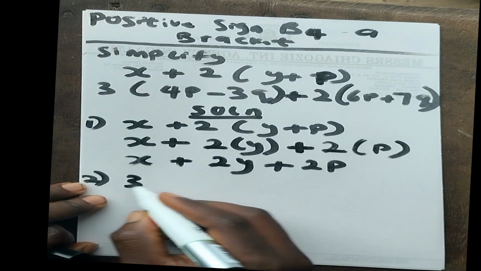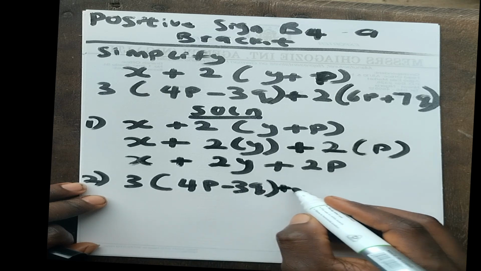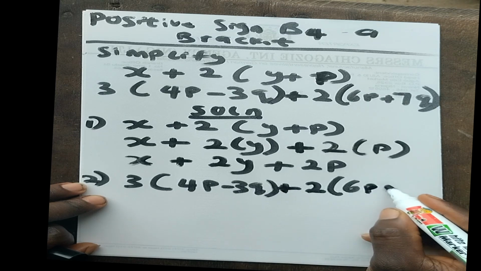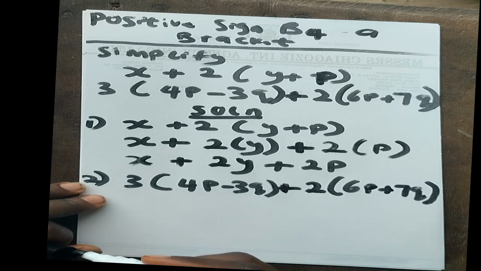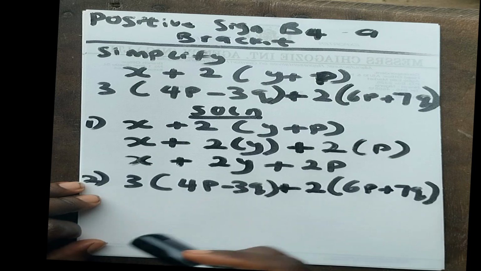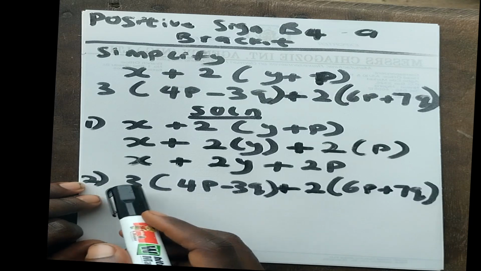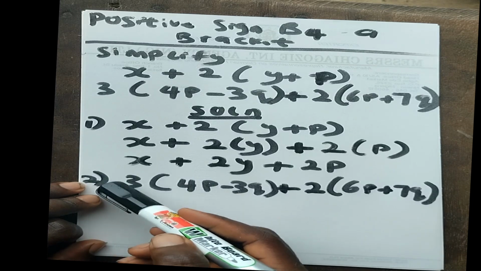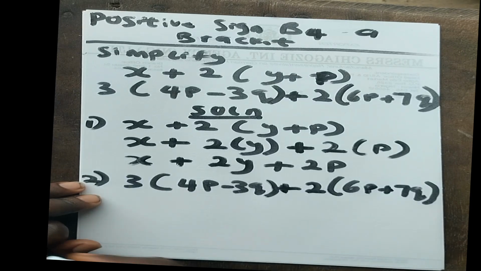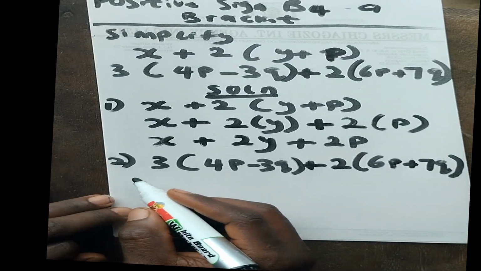Number 2: 3 bracket 4p minus 3q plus 2 bracket 6p plus 7q. It's still the same thing. There's a positive sign here. There's no visible positive sign in front of the 3, but by convention we normally leave it out, and it is still a positive 3. So you have to expand 3 bracket 4p minus 3q.